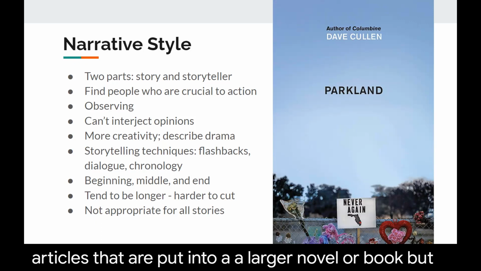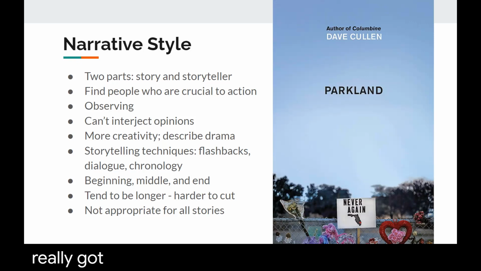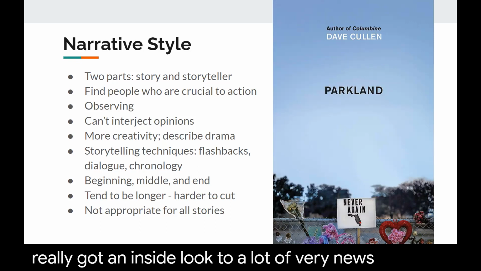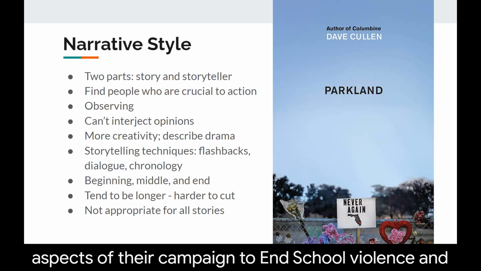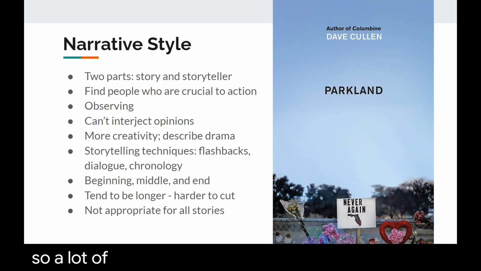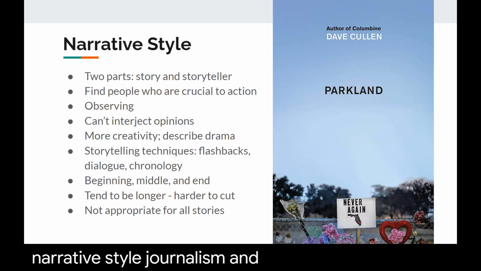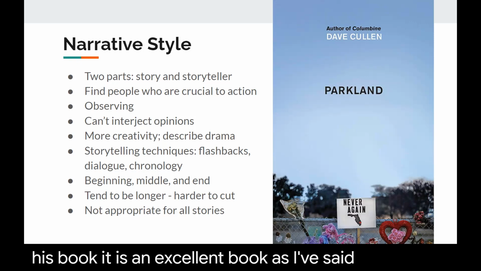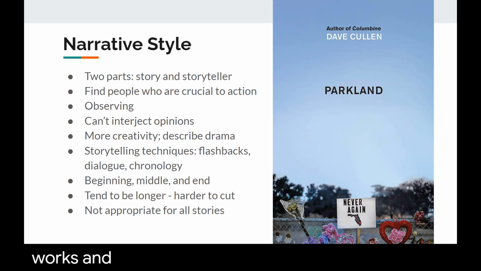But for Parkland in particular, because of the movement that was created by the survivors of the shooting, he really got an inside look to a lot of very newsworthy aspects of their campaign to end school violence. And so a lot of Dave Cullen's work has been used both as narrative style journalism as well as contributions to his book. It is an excellent book. As I've said before, I study school shootings, so I've read both of these works and they are fabulous.